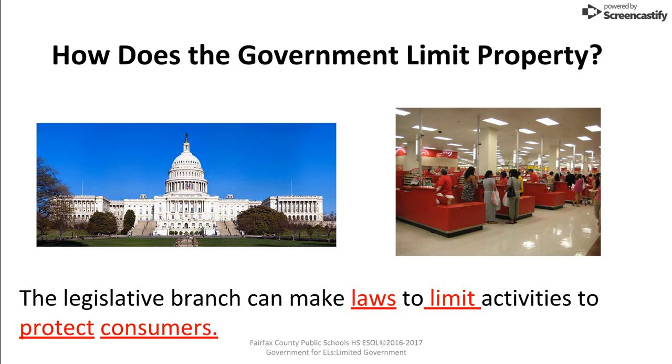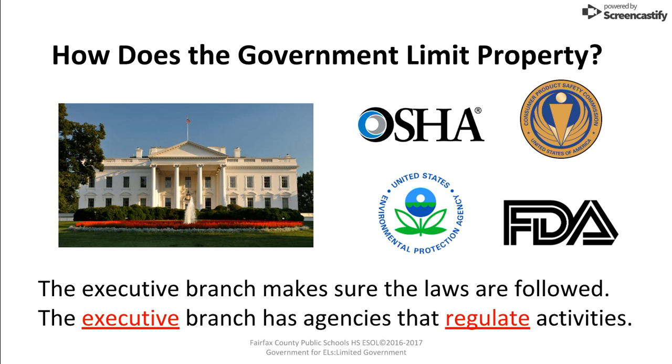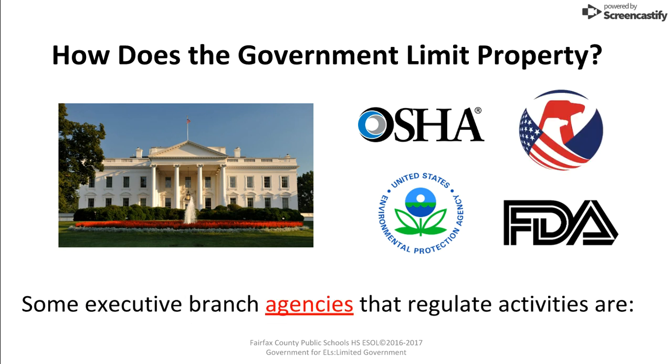So the legislative branch makes laws to limit activities to protect consumers. Consumers are people who buy stuff. So we're all consumers. We buy food, we buy clothes, we go to Target and purchase stuff. The executive branch makes sure the laws are followed. The executive branch has agencies that regulate activities.